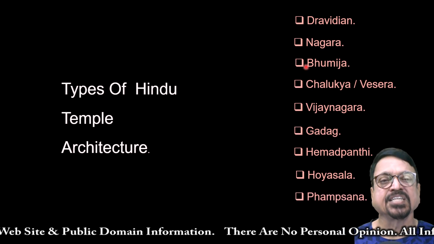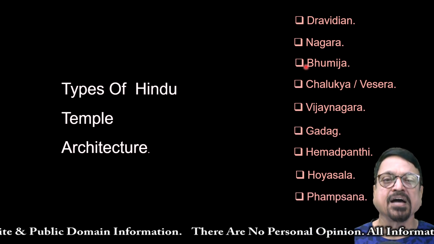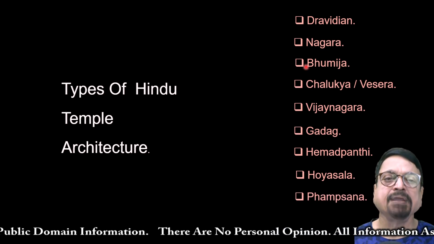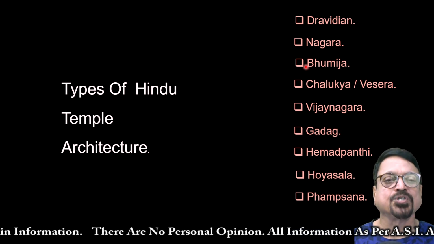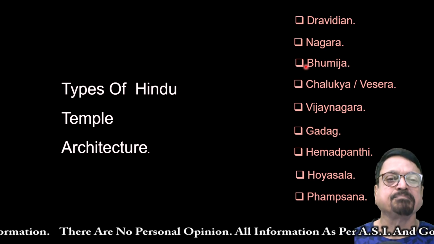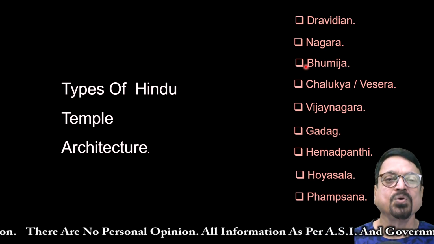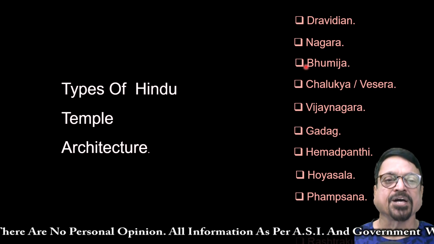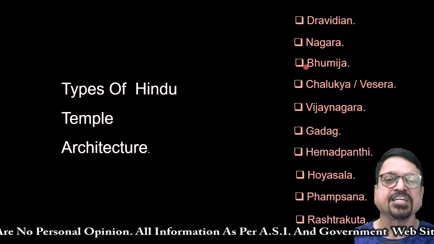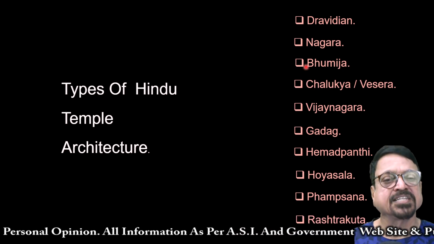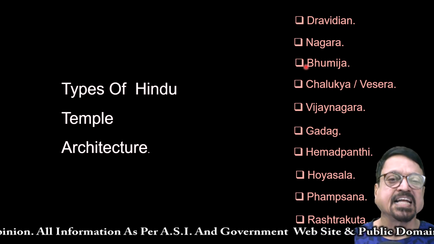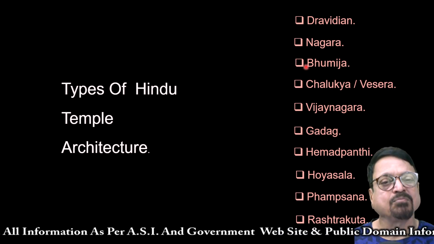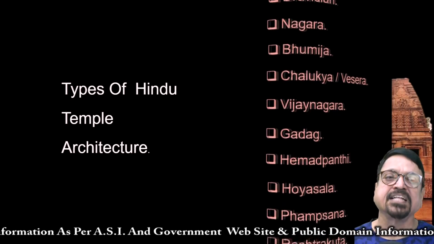Hoysala is one of the very important landmarks where we found the best designing, best sculptures, best architectural patterns in Belur or Halebidu, and then Pampasana are the variants. Then Rashtrakuta, though they constructed 38 or 40 temples which are surviving today, they are less in number and they had more of a dominance of Dravidian style.